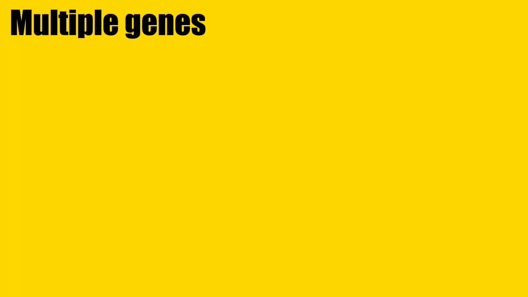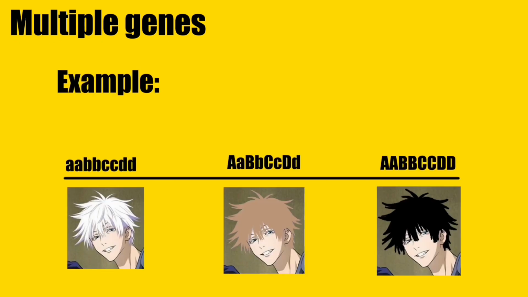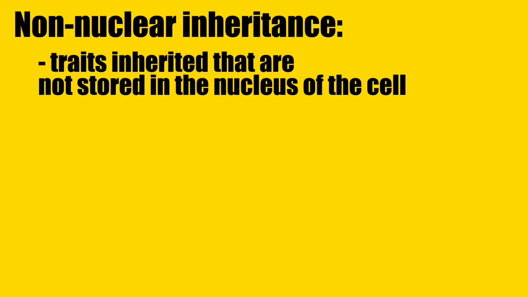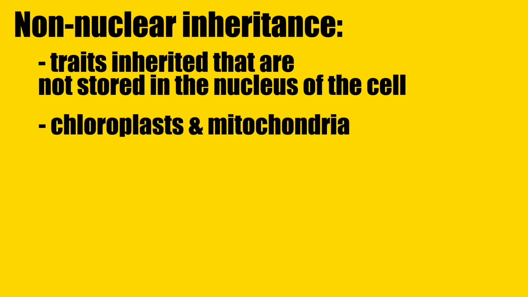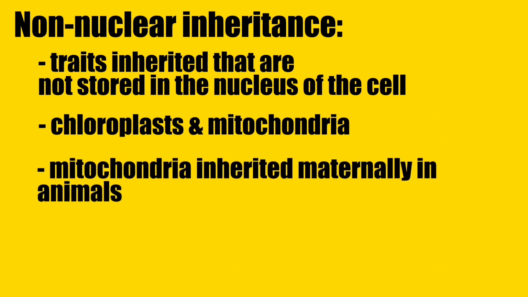Traits determined by multiple genes also do not follow Mendelian patterns. An example of this would be human hair color. Some traits that are inherited are not stored in the nucleus, and these traits would be chloroplasts and mitochondria because they have their own DNA separate from the DNA in the cell's nucleus. In animals, mitochondria are inherited from the egg cell and not the sperm because the egg cell is bigger and contains the organelles. In other words, you get your mitochondria from your mom.